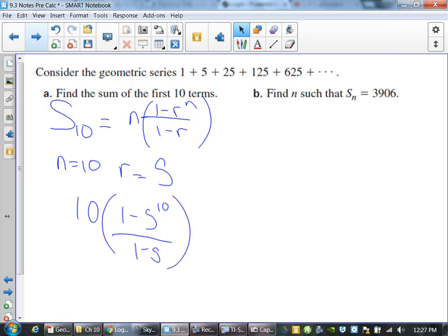If I put that in my calculator, I just have to make sure I use parentheses and a fraction bar, and just go from there.